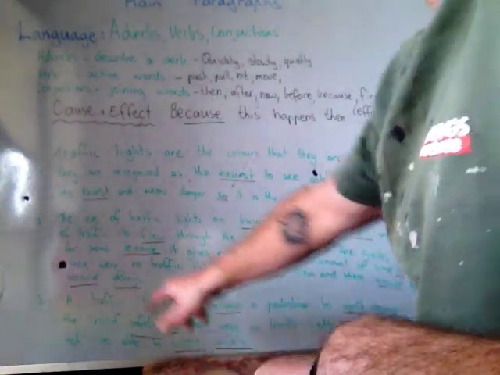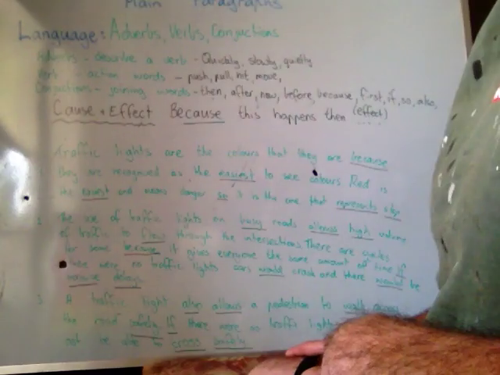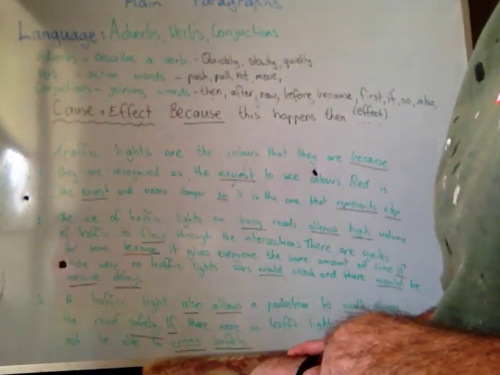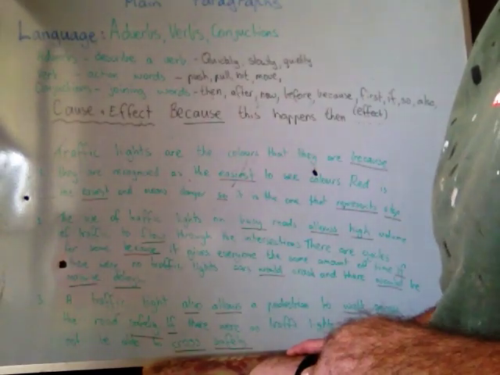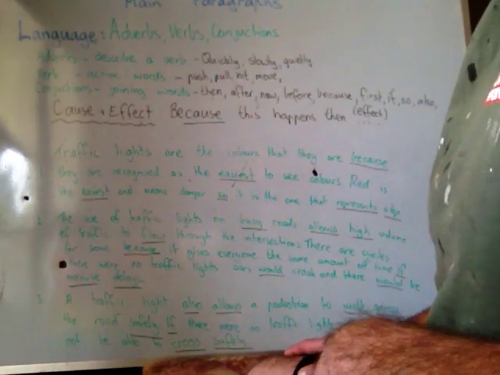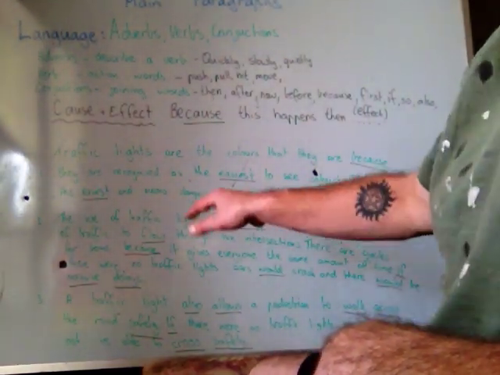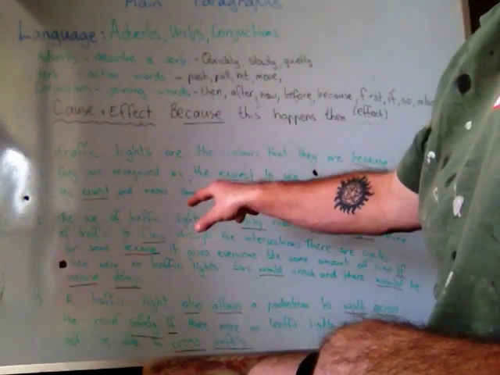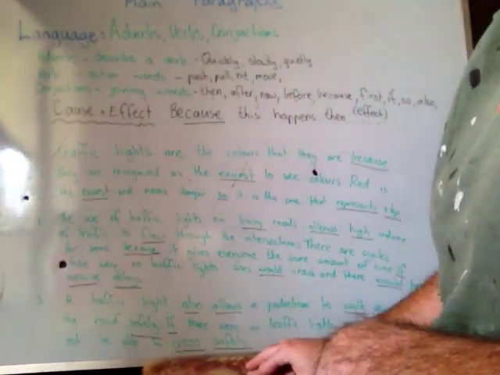Okay? The use of traffic lights on busy roads allows a high volume of traffic to flow through the intersections. There are cycles for some because it gives everyone the same amount of time. If there were no traffic lights, cars would crash and there would be massive delays. So once again, that explains why it's important for motorists to have traffic lights.